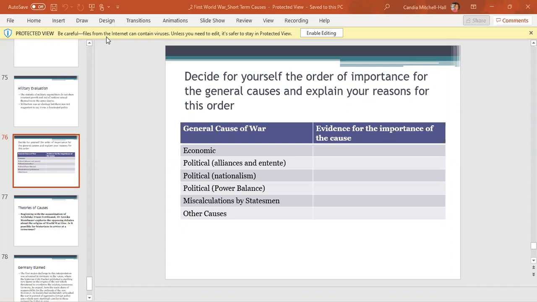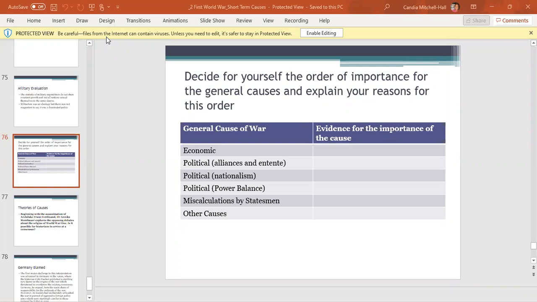Okay, so where is Williams? Williams! Okay, sir. So while we're in the breakout room, we discussed that we feel as though political alliances and the ententes would have been the main cause, and our evidence or reason behind that choice is because of the alliances. It's what really prompted it or caused it to turn into a total war or a world war.